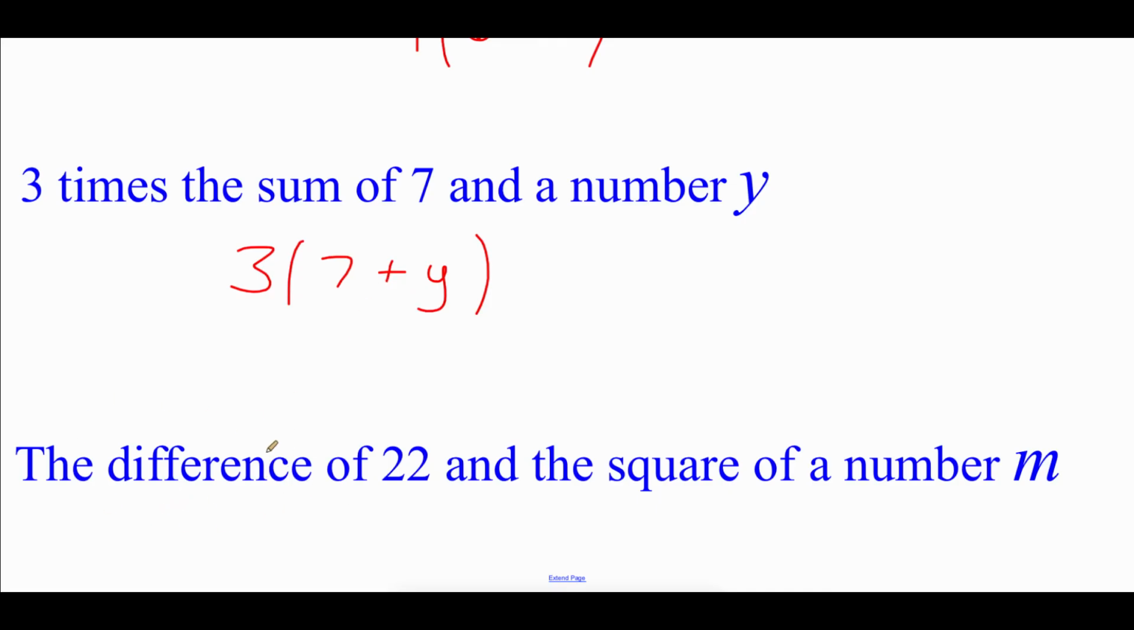And then for our last one, we've got the difference of 22 and the square of a number m. So the difference means that we're subtracting. The 22 comes first, so I'm going to put the 22 first. So 22 minus. Now here we've got the square of a number m. Now remember, square was the special name for one of our exponents, and that's a second exponent. So I'm going to take m, but then I'm going to put a 2 exponent on it. That's m squared. So we have 22 minus m squared as our answer on this one.